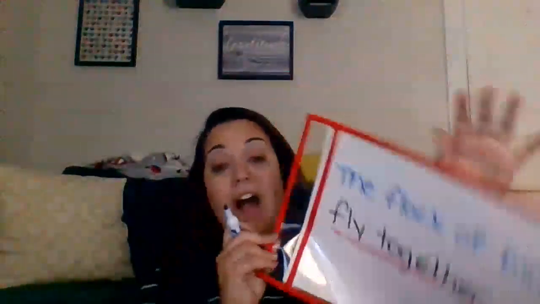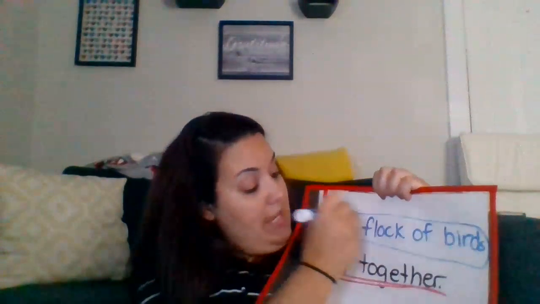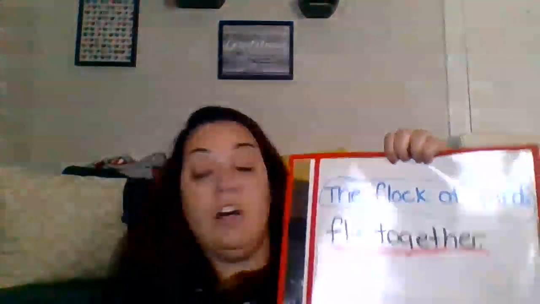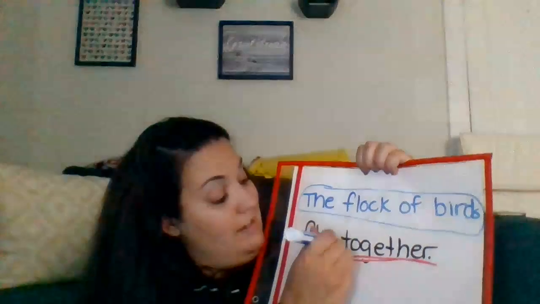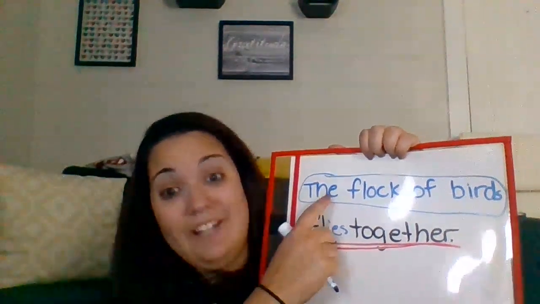Let me write that. The flock of birds fly together. Now I have a subject. It tells me who is flying together. And actually, this should now be flies. The flock of birds flies together. Now I have a subject, a who or what, and a predicate, what they're doing.